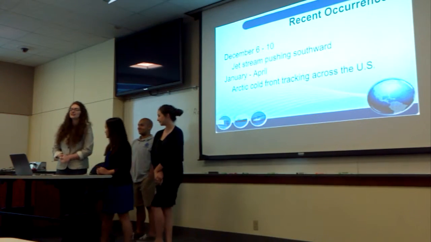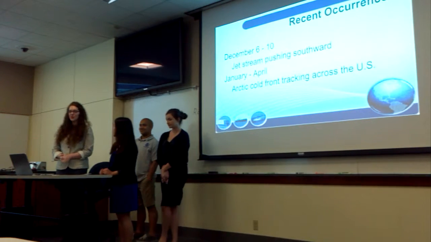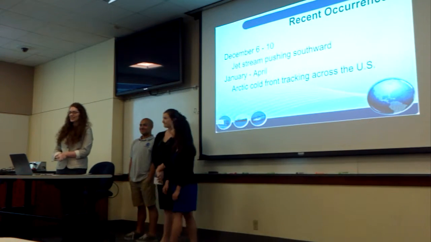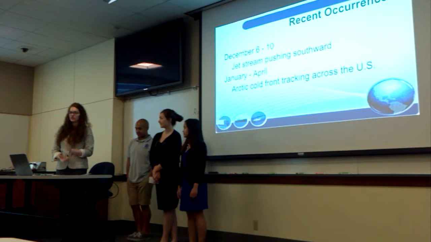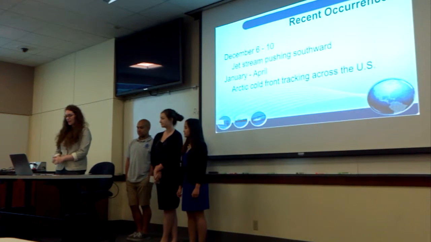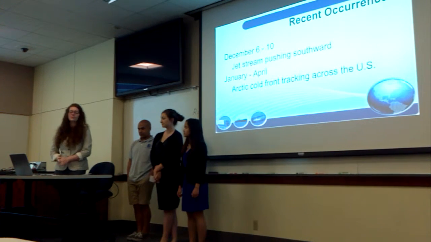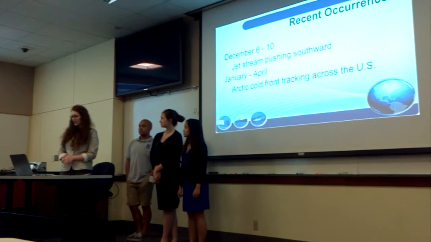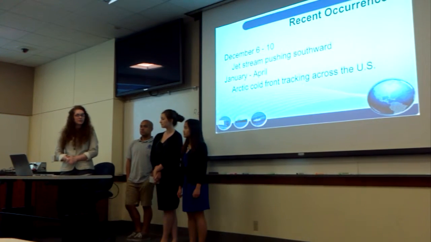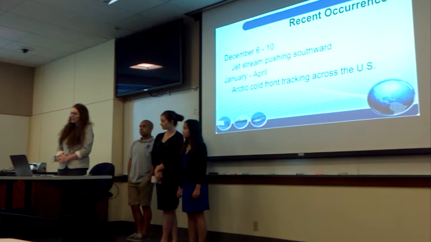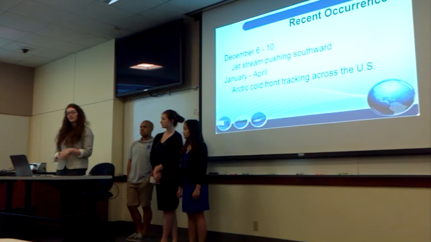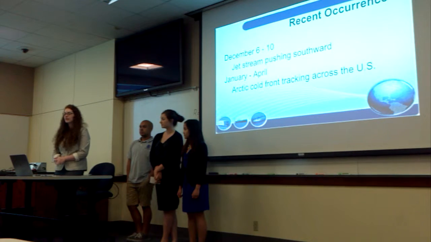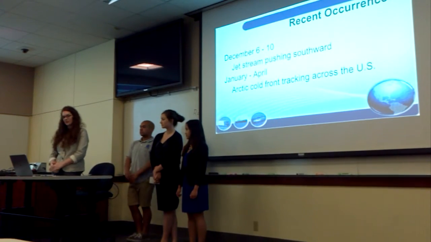So there have been two recent occurrences of the polar vortex pushing into the United States in the 2013-2014 winter season. From December 6th to December 10th, there was a southward shift, a deteriorating north polar vortex that caused the jet stream to push southward, bringing with it cold air and freezing temperatures. And from January through April, there were record lows from an Arctic cold front tracking across the United States.